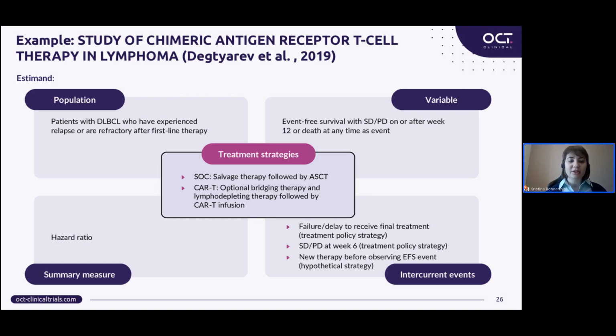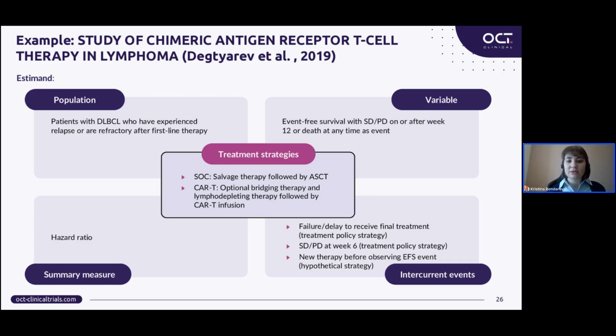The most exciting part of describing an estimand is identifying the intercurrent events and selecting strategies. Three intercurrent events could be identified. The first is manufacturing failure in the CAR-T arm or failing to receive autologous stem cell transplantation in the standard of care arm. Following the treatment policy strategy, such events should be ignored, and patients should still be observed until the final event of interest.